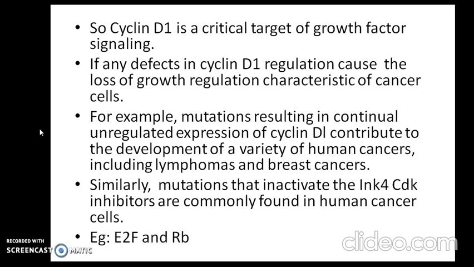Any defect in cyclin D1 regulation can cause the loss of growth regulation characteristic of cancer cells. For example, mutation resulting in continual unregulated expression of cyclin D1 contributes to the development of a variety of human cancers including lymphomas and breast cancers. Similarly, mutations that inactivate the INK4 CDK inhibitors are commonly found in human cancer cells, for example E2F and RB.